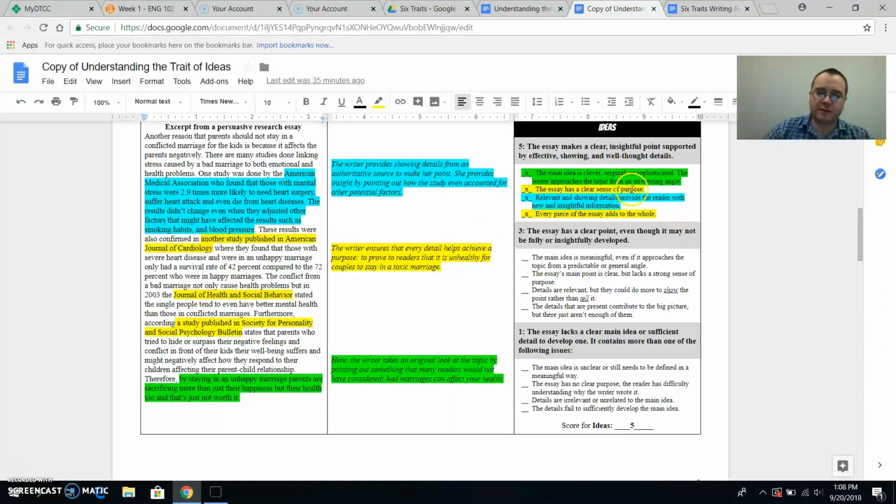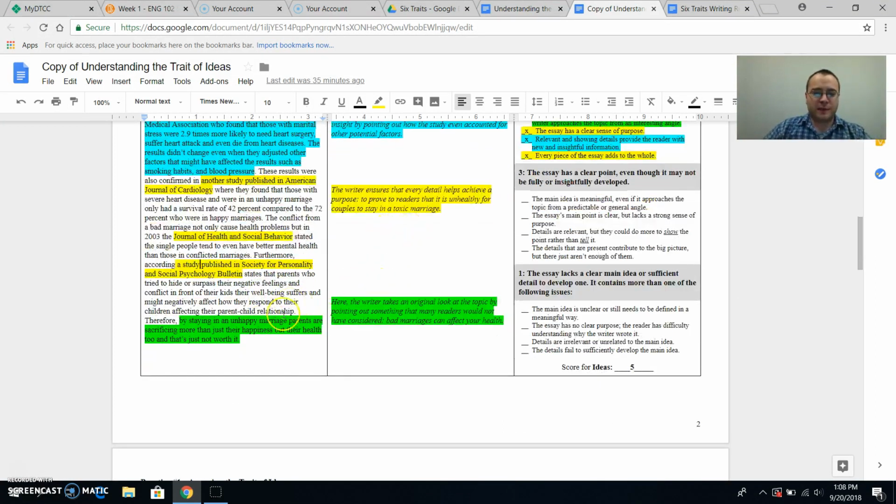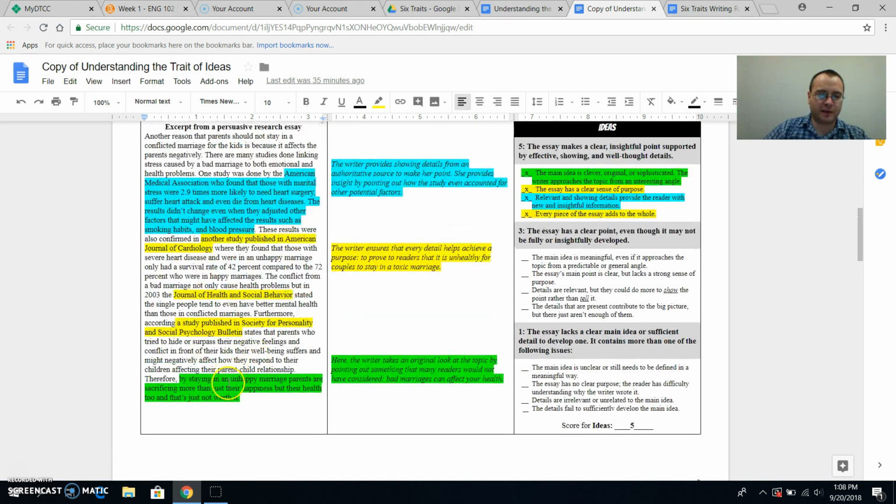The essay has a clear sense of purpose, and every piece of the essay adds to the whole. Okay? And so on with the green one, right? The student ends, "By staying in an unhappy marriage, parents are sacrificing more than just their happiness, but their health too, and that's just not worth it."